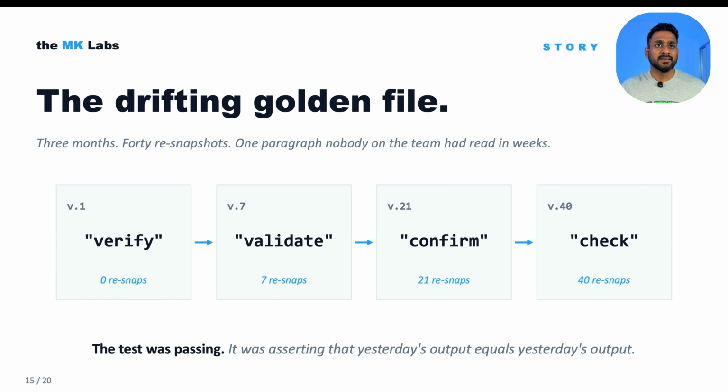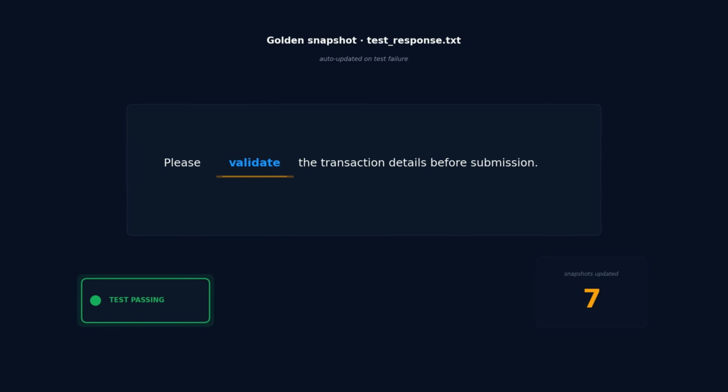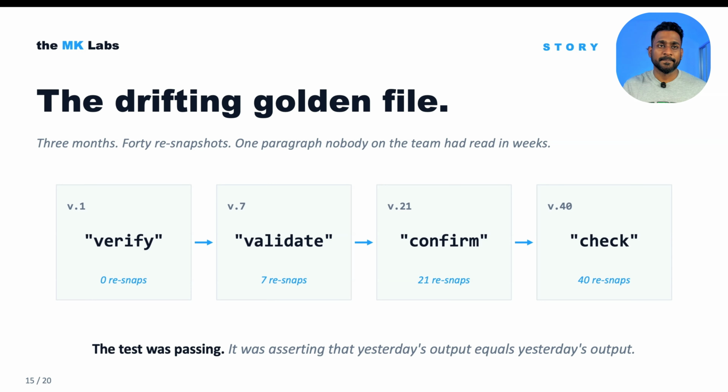Here's the story. The drifting golden file. Three months, 40 re-snapshots, and one paragraph nobody had read in weeks. Version 1 says verify, version 7 says validate, version 21 says confirm, version 40 says check. Nothing is getting more correct here, it's just drifting.